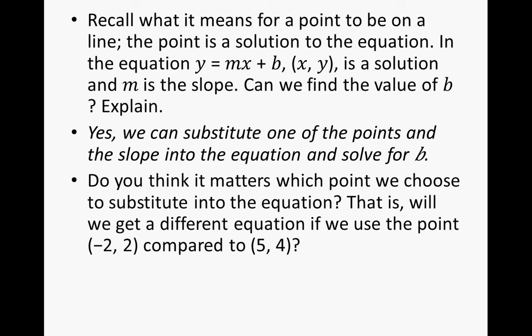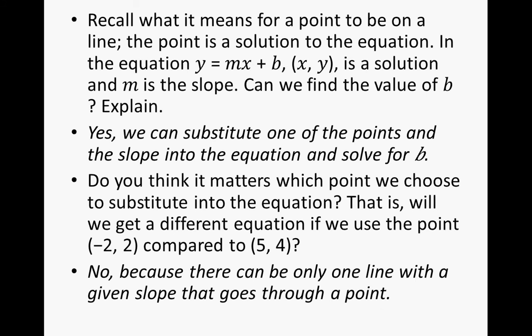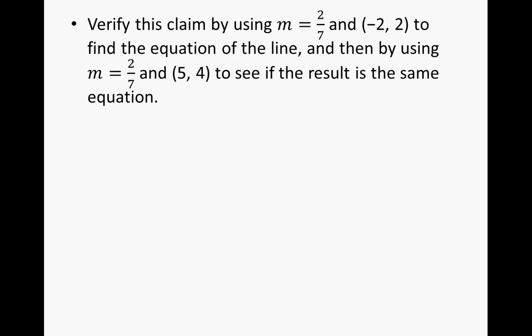Do you think it matters which point we choose to substitute into the equation? That is, will we get a different equation if we use the point (-2, 2) compared to (5, 4)? Well, no, because there can be only one line with a given slope that goes through a point. So let's verify this claim by using m equals 2/7 and (-2, 2) to find the equation of a line, and then by using m equals 2/7 and (5, 4) to see if the result is the same equation.